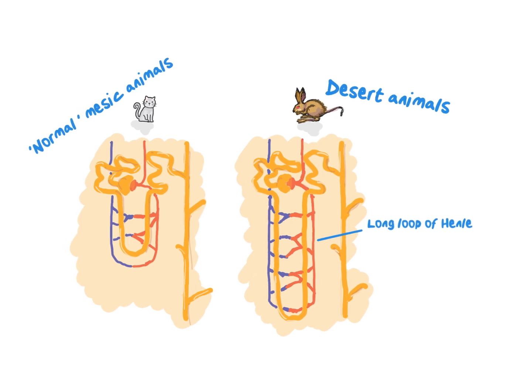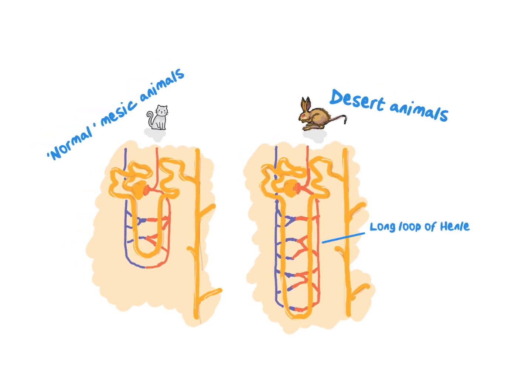So this slide shows a longer loop of Henle in desert animals. Obviously the longer loop of Henle will conserve more water, so there's more distance for the countercurrent multiplier to happen over, therefore more water will be conserved. Normal or mesic animals will have a shorter loop of Henle and therefore not so much water conservation. That is, after all, not that necessary. Obviously very necessary for desert animals to conserve water. Questions often come out about the length of the loop of Henle and why or how that increases the amount of water that is conserved.